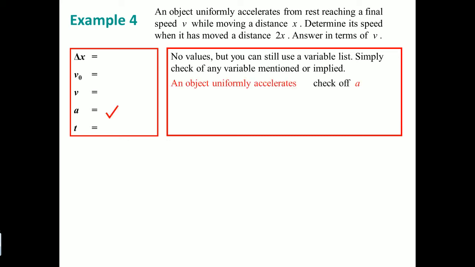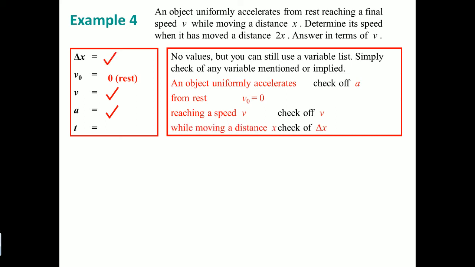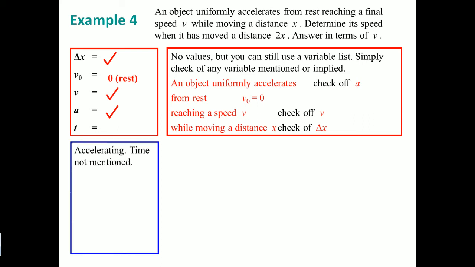It says there's a uniform acceleration, so you can put down there's an acceleration. It's from at rest, so v naught equals 0. It reaches the speed of v, that means you have a v here, and it moves a distance x, so therefore you could use delta x. Here you see that there's no time component. The only equation that you have without time is v squared equals v naught squared plus 2a delta x.